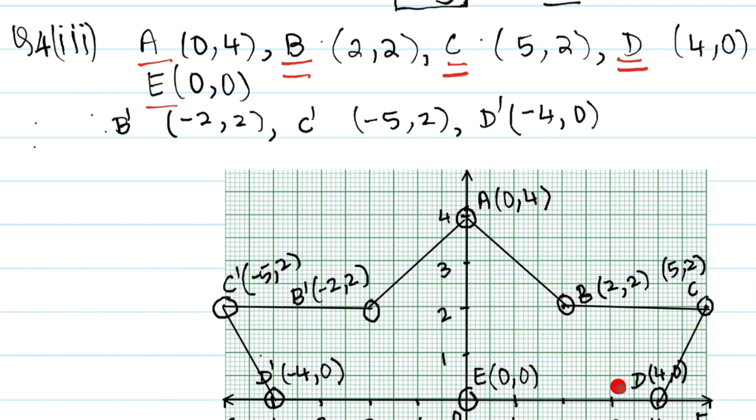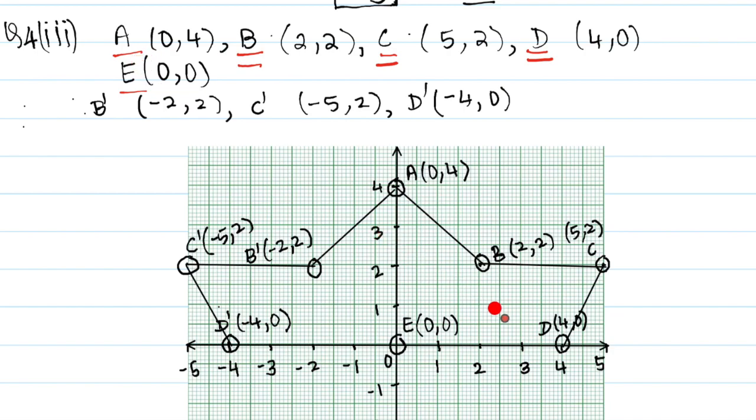So we first plot A (0, 4), that is here. B is (2, 2), that is here. C is (5, 2), that is here. And D is (4, 0), that is here. And E is (0, 0), that is here. And B dash will be reflected this way. So this is your B dash.